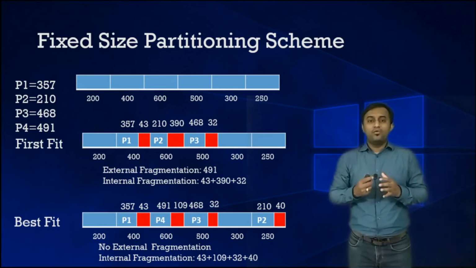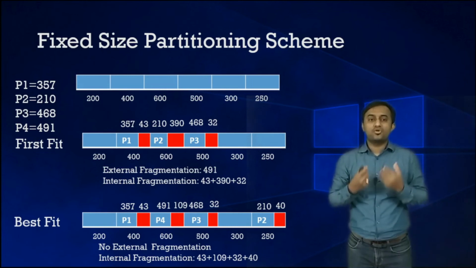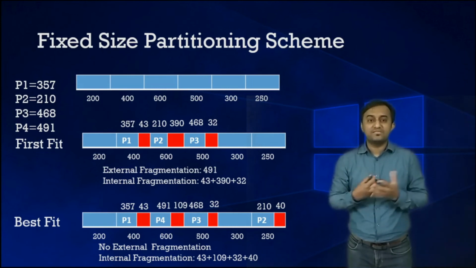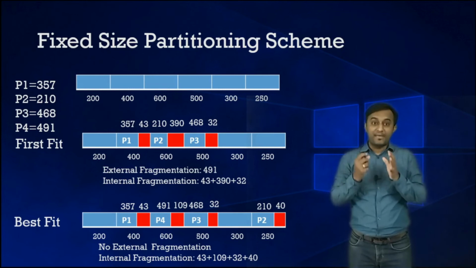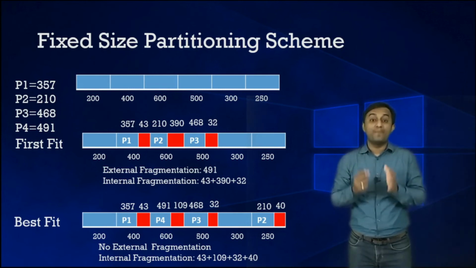Okay. Now, one more thing you have to keep in mind: does the best fit algorithm perform best or worst in the case of the fixed size partitioning scheme? So, the best fit algorithm performs best in the case of the fixed size partitioning scheme. Why? Because you know very well the partition cannot be reused in the case of the fixed size partitioning scheme. So, and the nature of the algorithm is what?